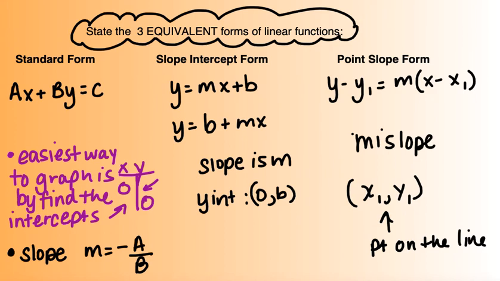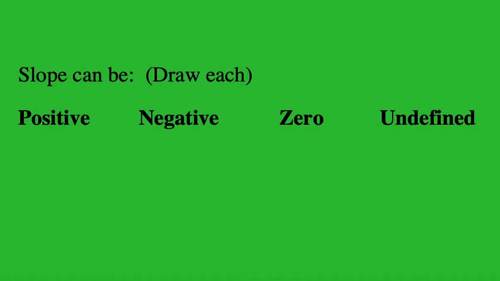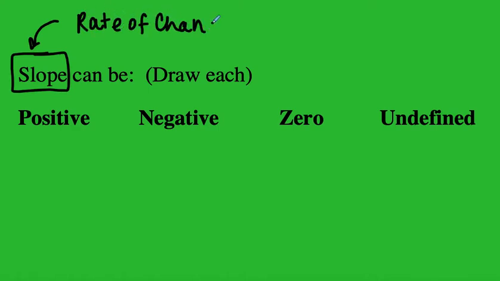And all of these are going to be things that help us. And we just get to decide which one we find to be most helpful in the situation that we're given, okay? All right, so let's talk about slope, because when it comes to lines, we really need to focus on that slope, that rate of change, the rate at which something changes.